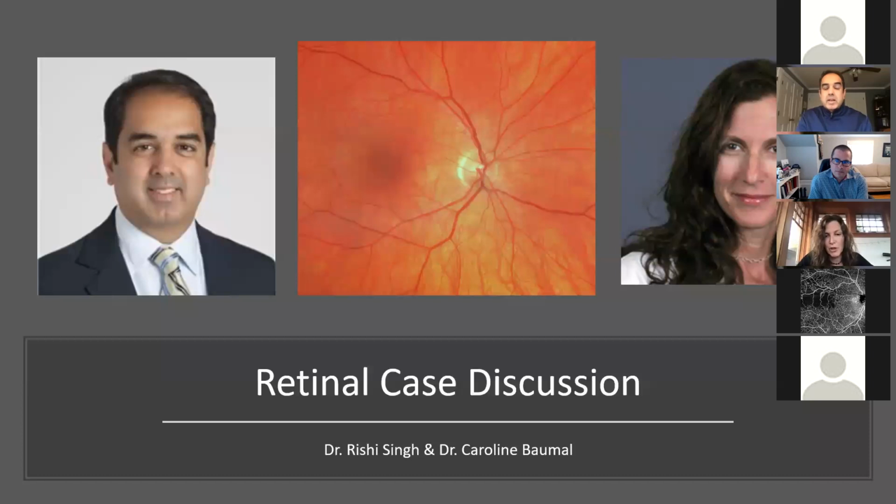Rishi, yeah, what do you do? I do the same, and I follow the graphs. And I think it's important to follow the graphs because they help you determine the CST, which essentially is a measurement of both IRF and a slight component of SRF too, because you're essentially going from the inner border of the retina down to the RPE layer, essentially, in the algorithm of the software.